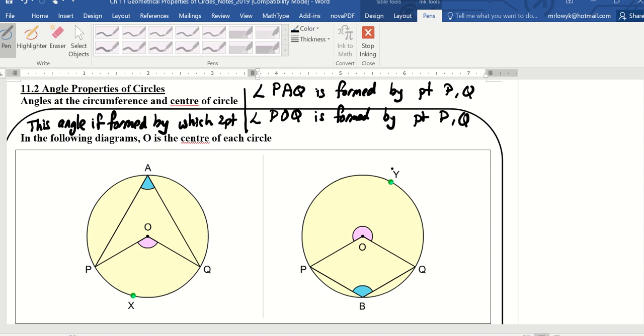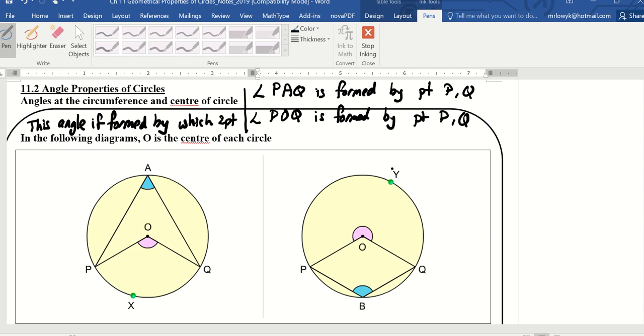PQ will form another angle, form O. Can you see? So this angle and this angle, okay, so A, again, everything you can see. A is formed by P and Q. P and Q, you still can't see? A is formed by P and Q. Then after that, P and Q is forming the O.